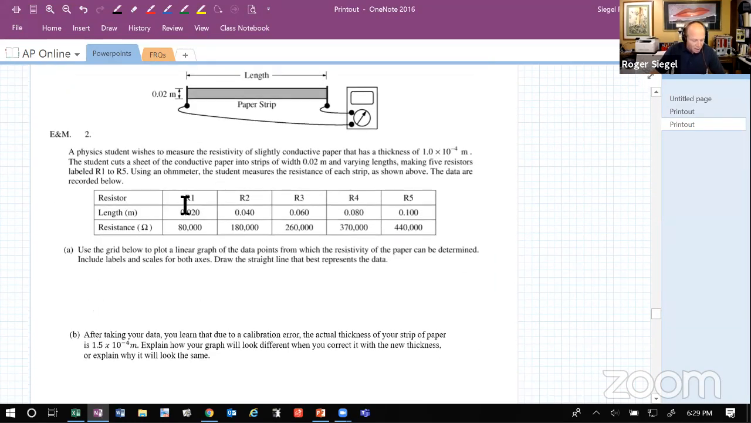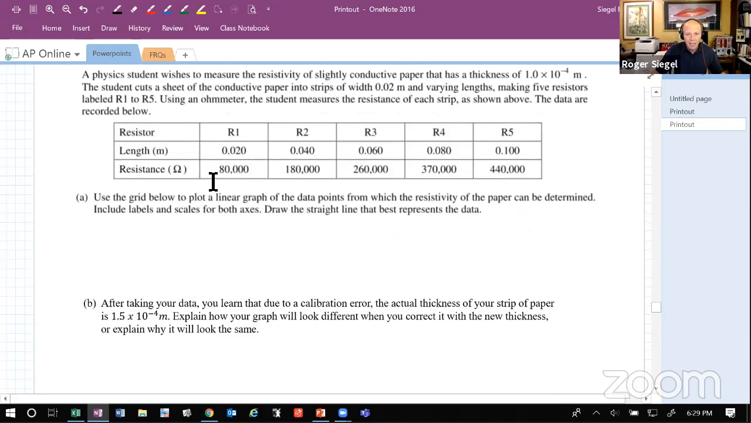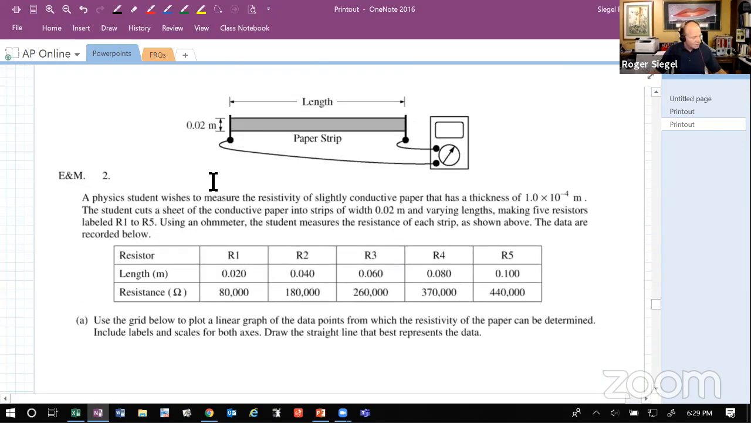So these are the so-called lab questions. A lab question is a question where they actually give you data and they ask you to draw conclusions and comment on the lab. It says a physics student wishes to measure the resistivity of slightly conductive paper that has a thickness of 1.0 times 10 to the negative 4 meters. The student cuts a sheet of the conductive paper into strips of width 0.02 meters and varying length, making 5 resistors labeled R1 to R5.